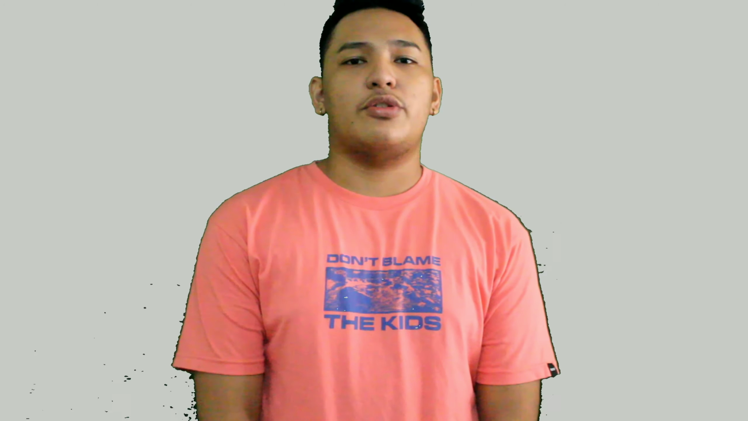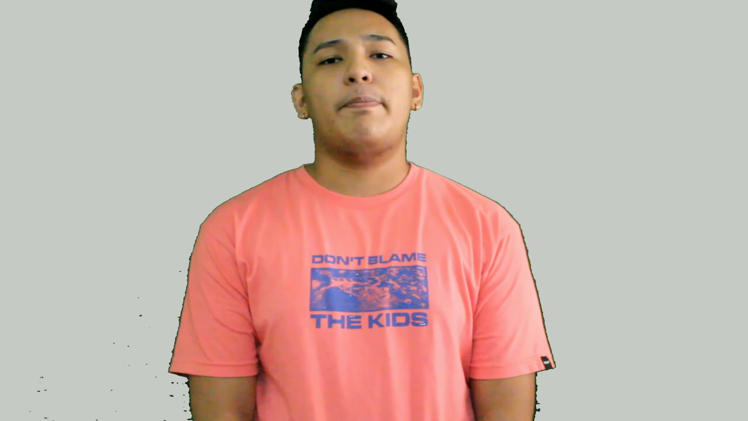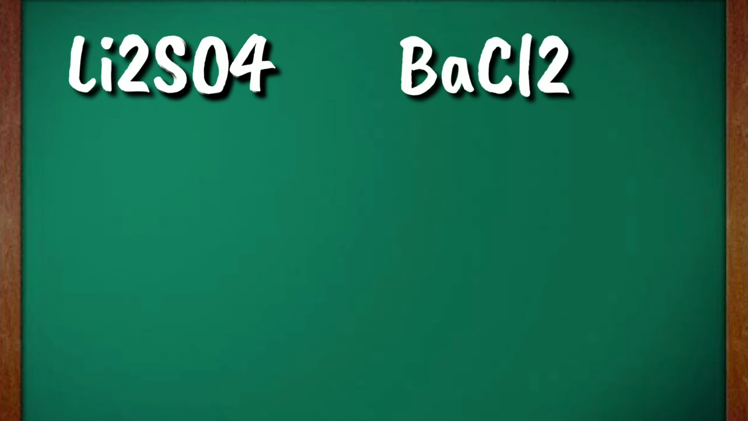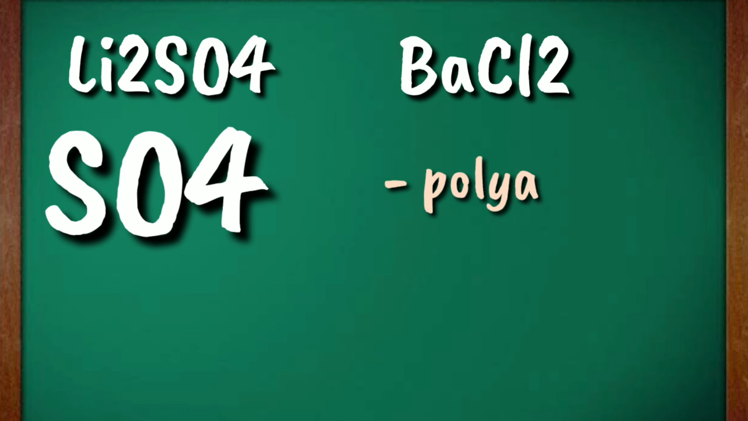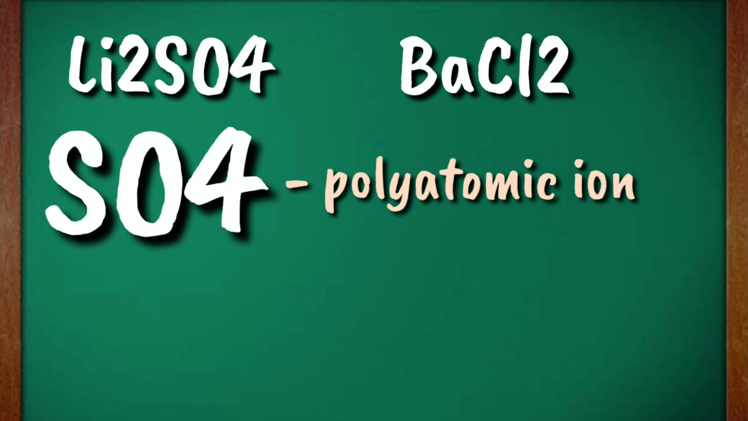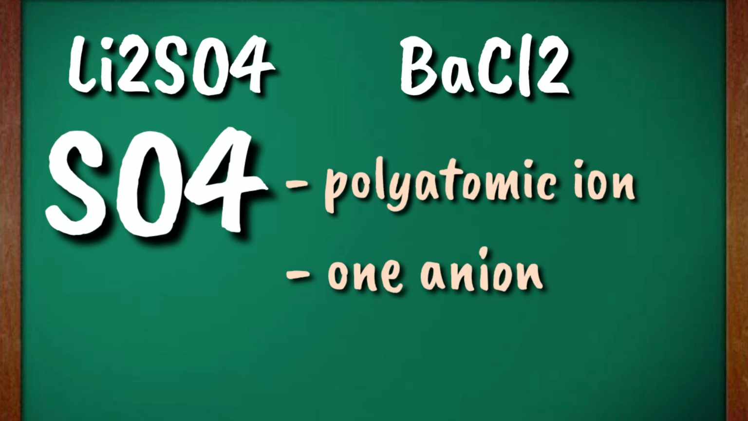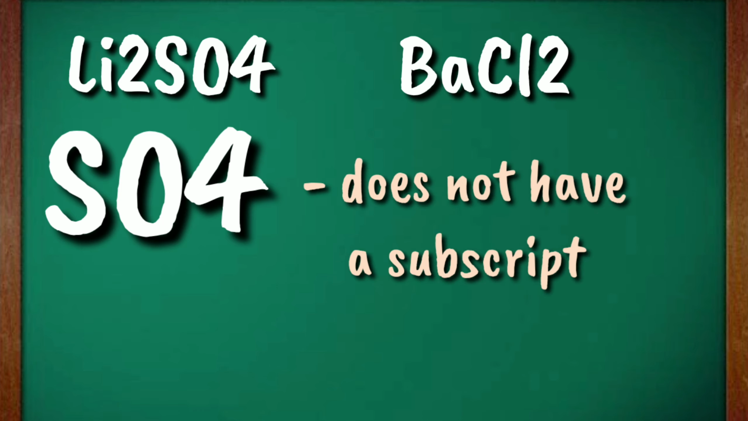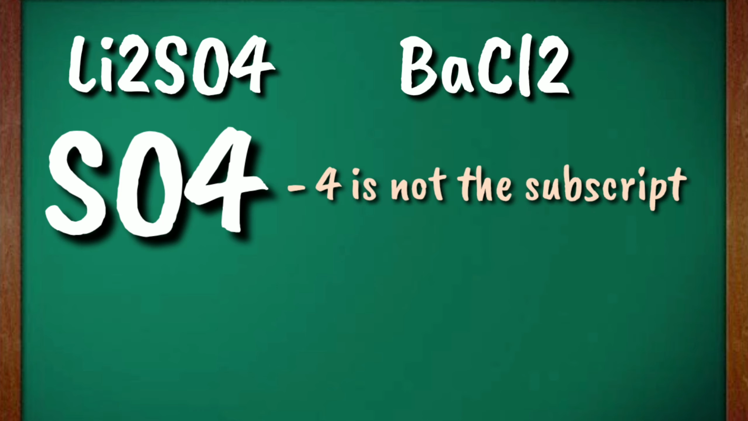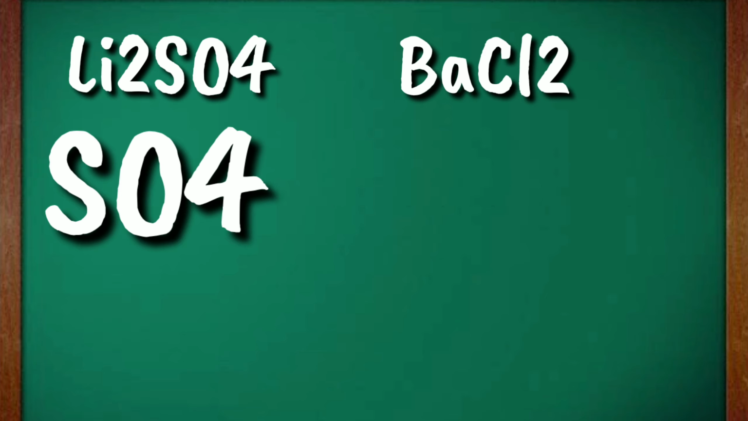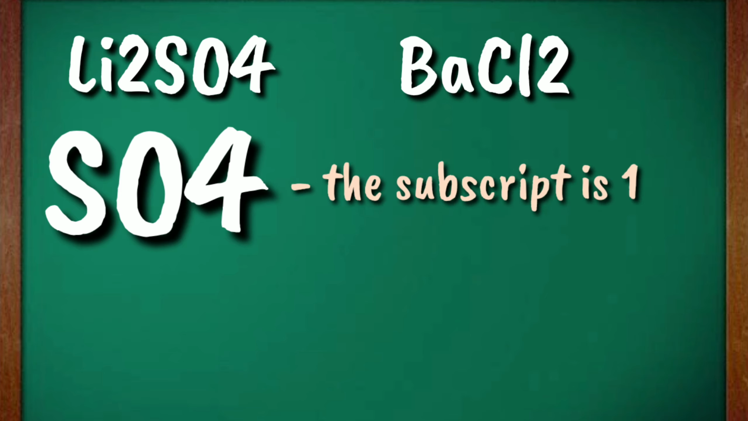It is very important to remember to check if the displacement of the cations and anions is correct, and if all compounds involved are pairs of cations and anions. For our first example, we'll look at the reaction between lithium sulfate and barium chloride. Sulfate is a polyatomic ion, so we will treat this as one anion. The 4 is not the subscript, because it is included in the ion. The subscript of sulfate is 1.